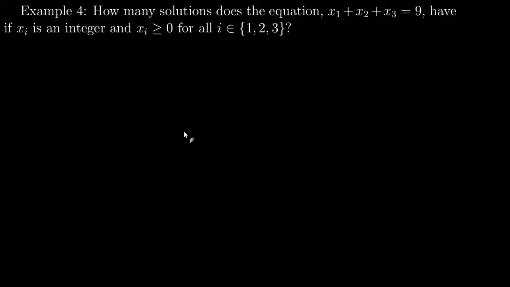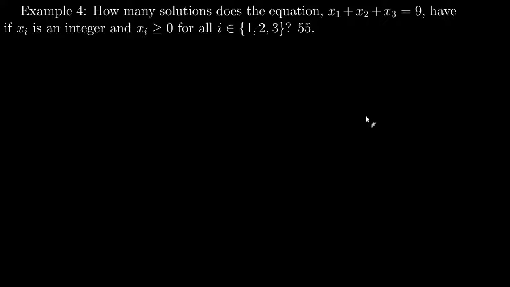Example 4. How many solutions does the equation x1 plus x2 plus x3 equals 9 have if xi is an integer and xi is greater than or equal to 0 for all i in 1, 2, and 3? Okay, so we want to figure out how many integer solutions, and one integer solution would be something like 0 plus 0 plus 9. Or 9 plus 0 plus 0 is a different integer solution. We also have 1 plus 2 plus 6, or 3 plus 3 plus 3. So lots of different things. Pause the video, try to solve it. And here's the solution, 55.